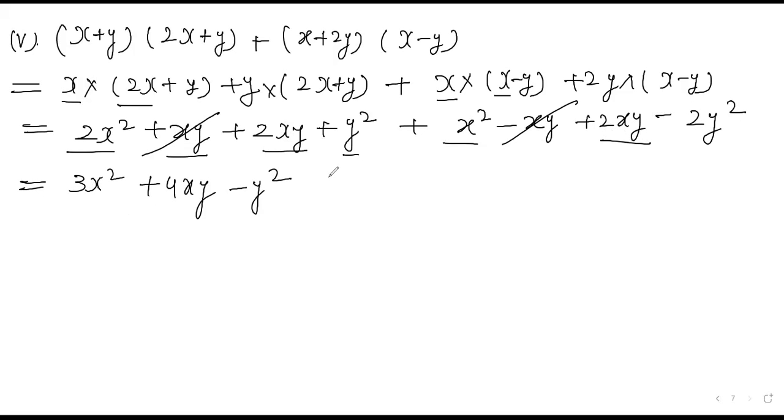Now this one is the answer, or you can write it in proper form, in this way: 3x square minus y square plus 4xy. And this one is also correct, this one also correct. Don't panic that we need to write this one falsely. No.